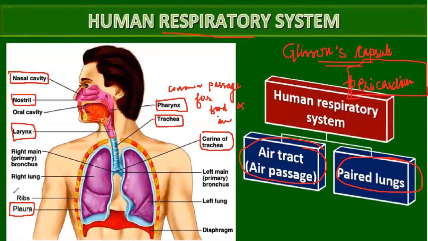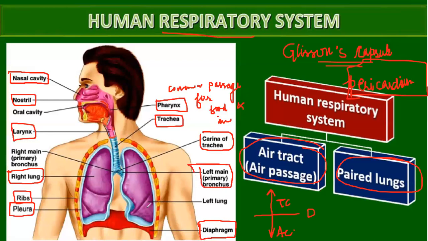Then they are protected by the outer pleura, then the pleural fluid, then by the ribs. The diaphragm is a muscular sheath that separates the thoracic cavity from the abdominal cavity. Suppose this is the diaphragm: above this you have the thoracic cavity, and below this you have the abdominal cavity. Contraction and relaxation of the diaphragm leads to inhalation and exhalation. You have two paired lungs, the right lung and the left lung.